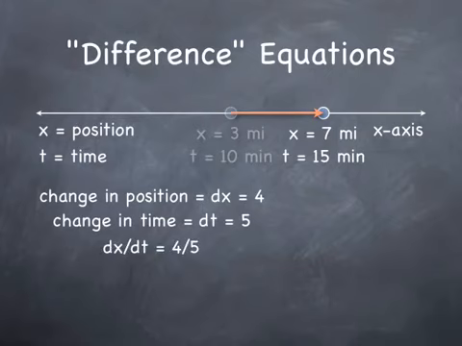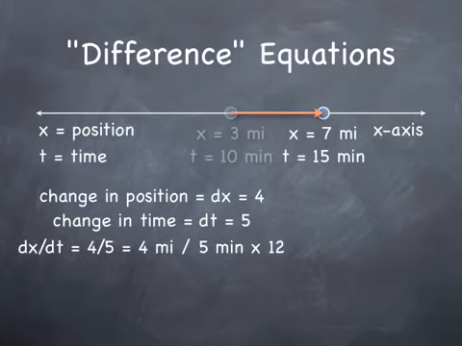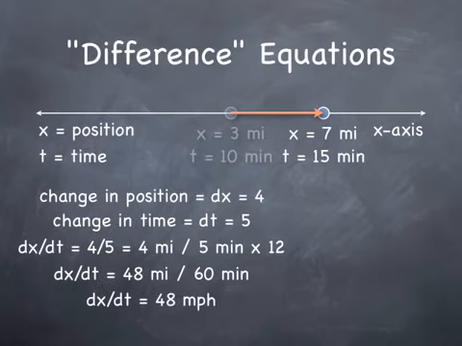dx/dt is 4/5. Don't forget that this actually stands for something. It literally means that we are traveling 4 miles per 5 minutes. It's a speed. It's an unusual speed, though, so it makes sense to multiply it by 12, which gives us 48 miles per 60 minutes, or 48 miles per hour. This is the velocity of the car.